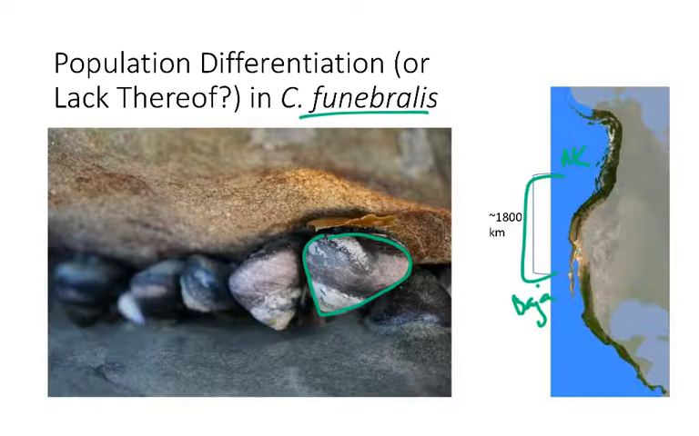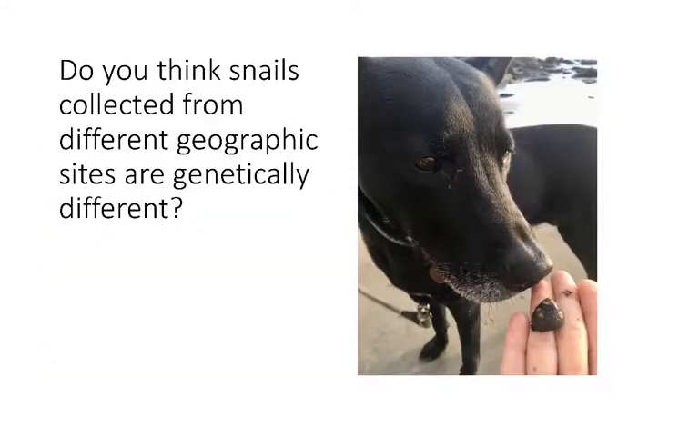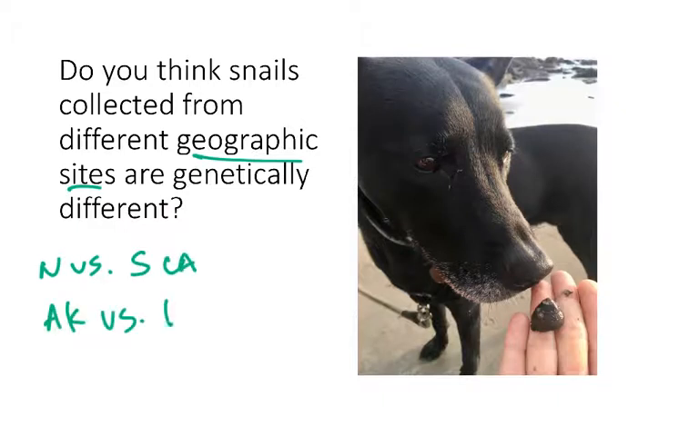And so what I want you to think about is, given how big this range is, whether you think that snails collected from different geographic sites, and when we say geographic sites, we mean northern versus southern California, or like I said, Alaska versus Baja. So that's what I mean by different geographic sites. Do you think snails collected from different geographic sites are genetically different?